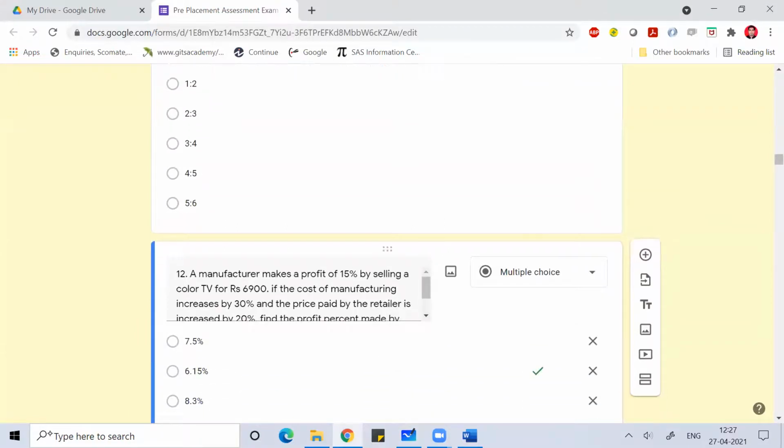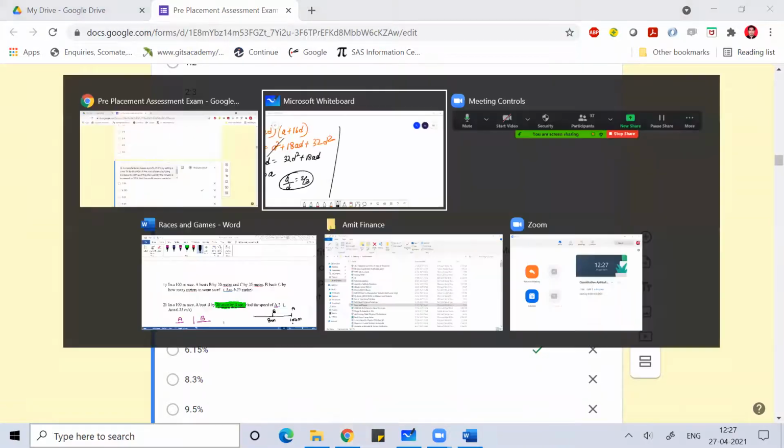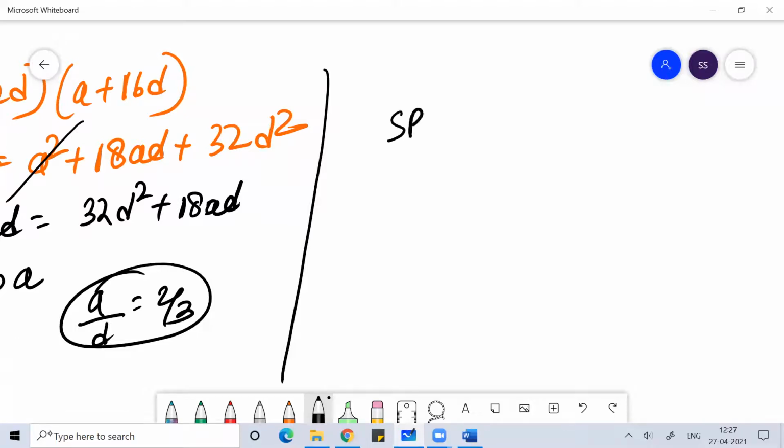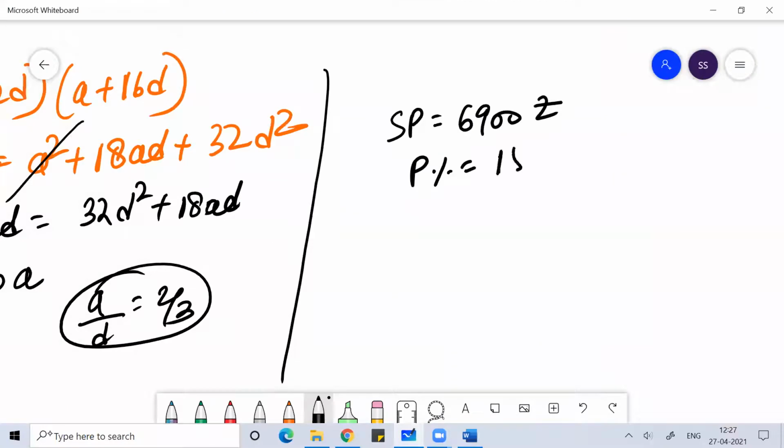Question number 12 is from the profit and loss chapter, guys. Whenever we talk about profit percentage or loss percentage, you need to understand that profit percentage or loss percentage is always calculated on cost price. A manufacturer makes a profit of 15% by selling a color TV for 6900. So your selling price is 6900, and you made a profit of 15%.